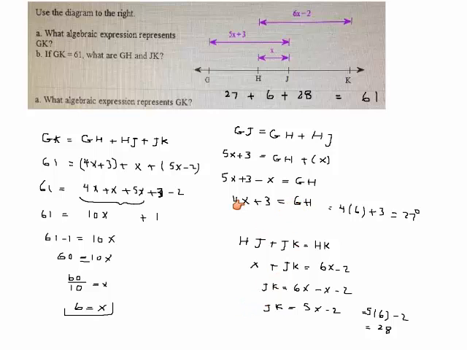GH and JK. GH is equal to 4x plus 3. I'm going to substitute 6 here for x. You get 4 times 6 plus 3, which is equal to 27. And JK would be equal to 5x minus 2. If I substitute 6 for each x, I get 5 times 6 minus 2. It gives me 28.